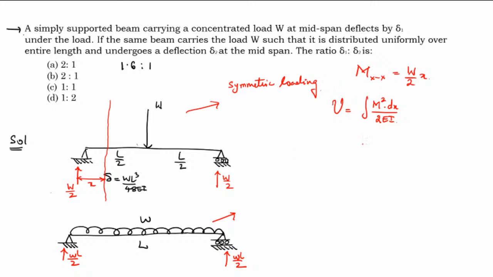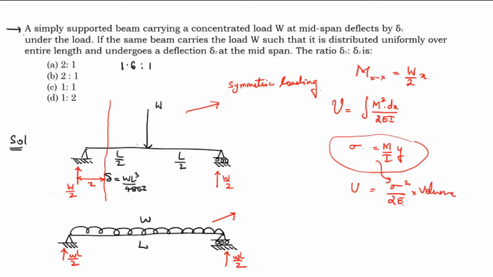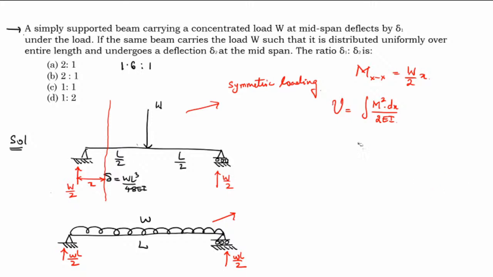You can get this formula, sigma is equal to M by I times y. This is the formula for bending stress, and the strain energy formula is sigma square by 2E times the volume. So put this equation in and do some mathematical operations, and you are going to get this result. You can refer to the derivation in the study material; it is provided already. So let me focus on this problem.